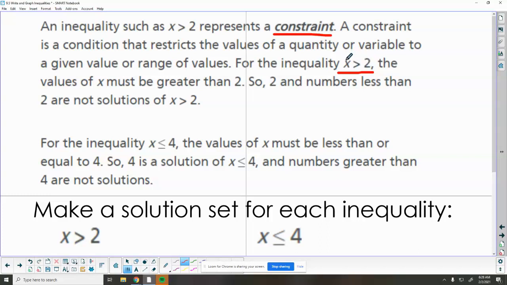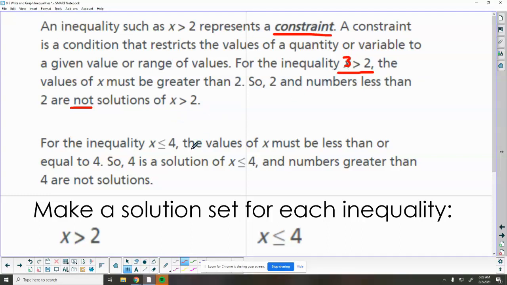So I could say that 3 is greater than 2. I could say 4, 5, 6. That's going to go on forever, an infinite amount. However, we're restricted to being bigger than 2. X can't be less than 2. So any number that is smaller than 2 is not a solution. While we do have an infinite amount of things that could be x, we also have an infinite amount of things that are not x. So you've got to list the numbers that make it true.